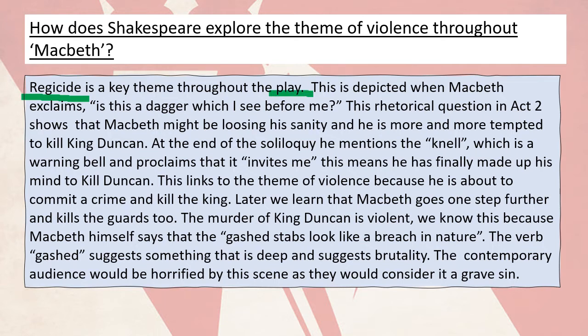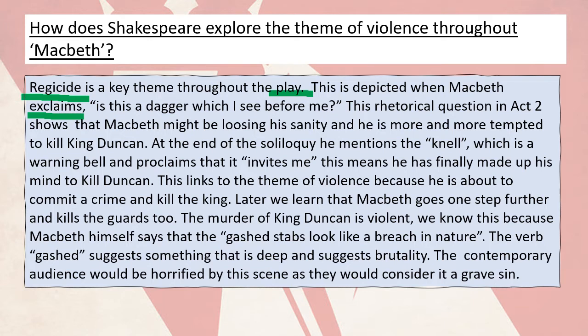This is depicted when Macbeth exclaims. Good. So exclaimed is more specific about how the character would have said something. So anytime that you can be really specific about how something is said in a play, you're going to get more marks from your examiner.